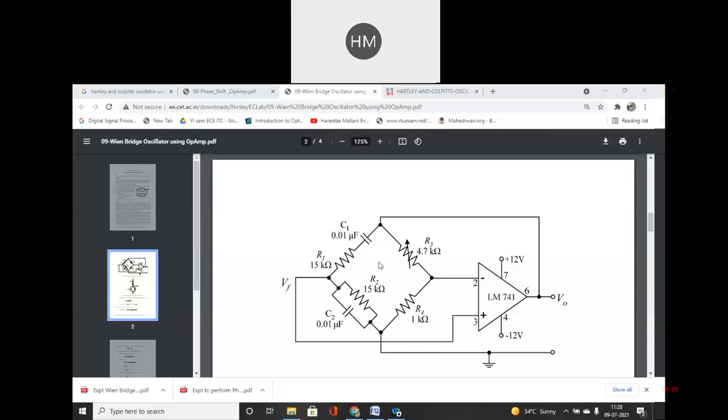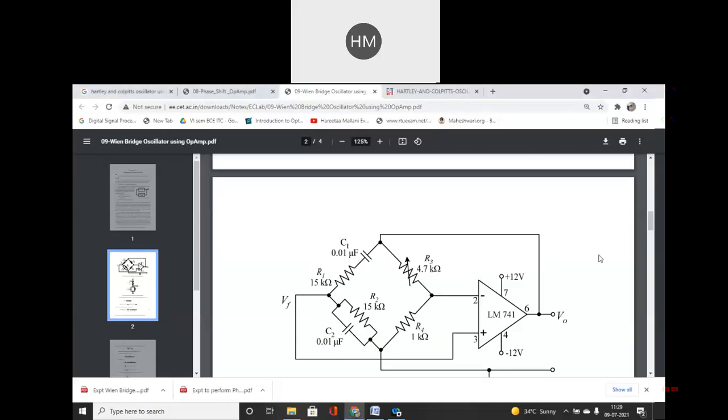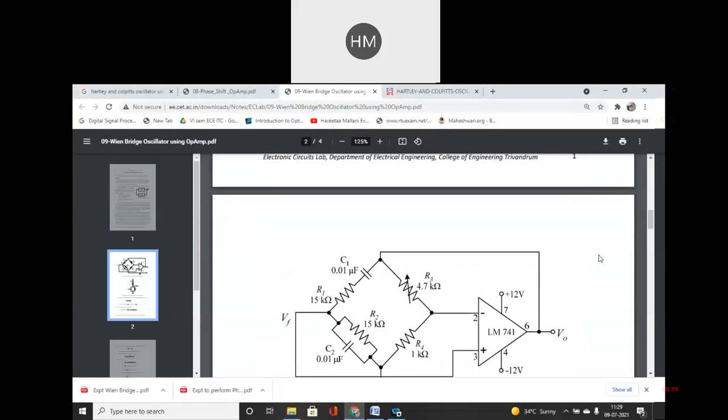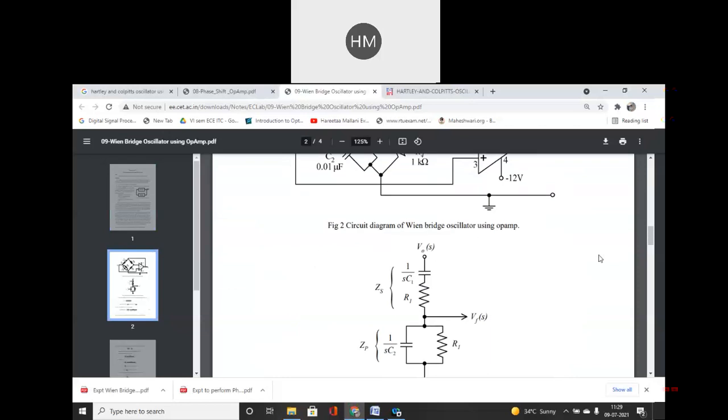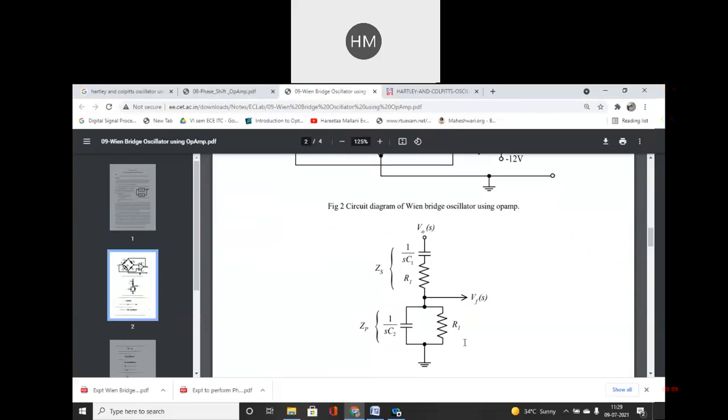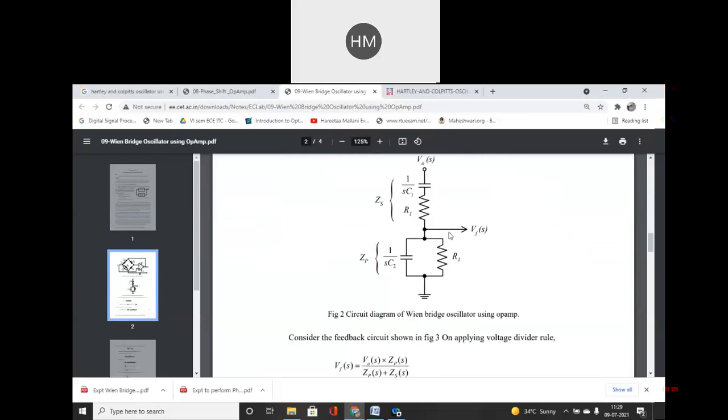And you can design your own circuit by taking the R1 C1 series combination and the R2 C2 parallel combination, RC you can write, and R1 and R2 these are the resistors. How we will design this circuit, that is very important. Now this kind of circuit you will get series and parallel combination. ZS is the impedance of series and ZP is the parallel impedance.